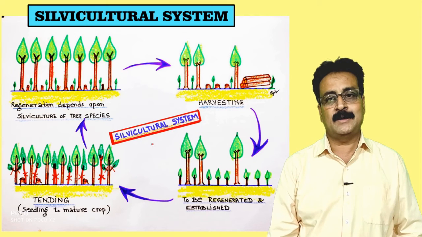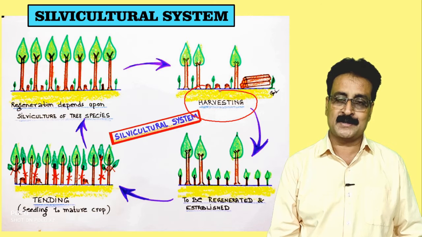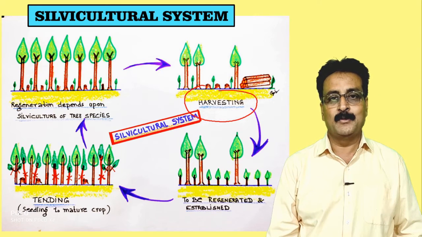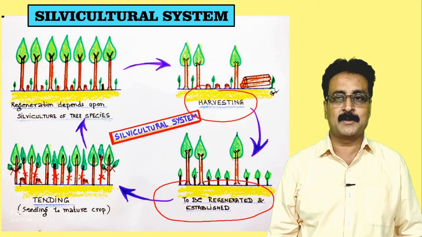A silviculture system is very simple; there are three things we have to understand. One is harvesting. Harvesting is necessary for the removal of the old and mature trees and to get the new regeneration to come in the same place. Regeneration and establishment of the species is the prime duty of a forester.